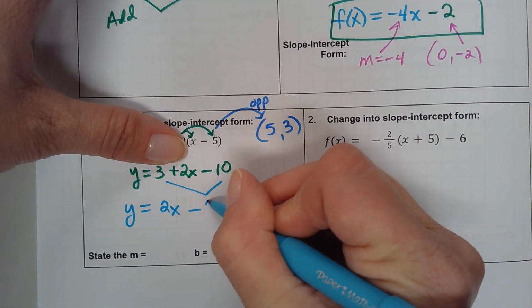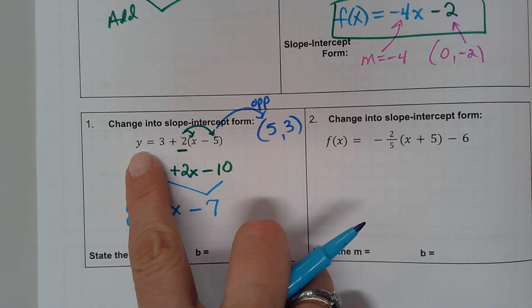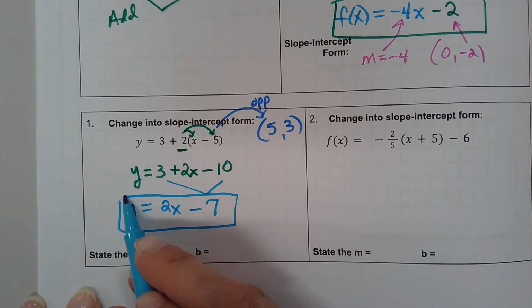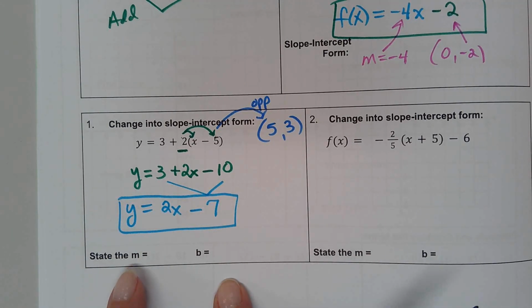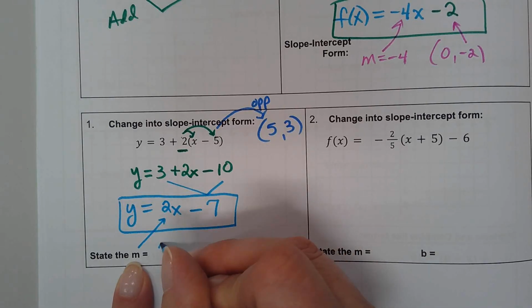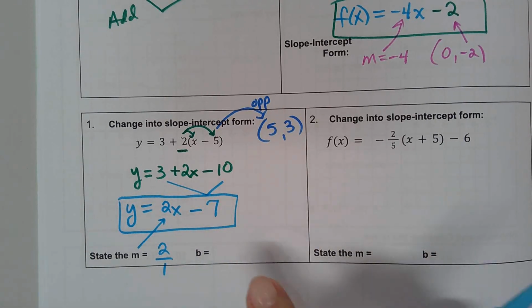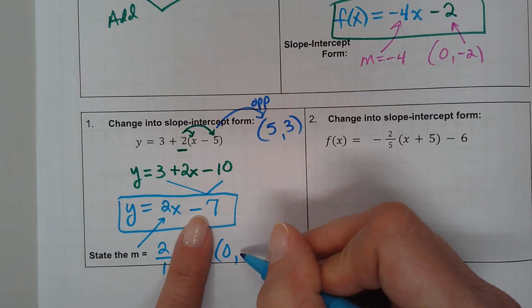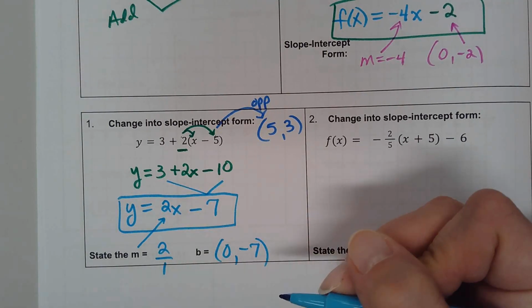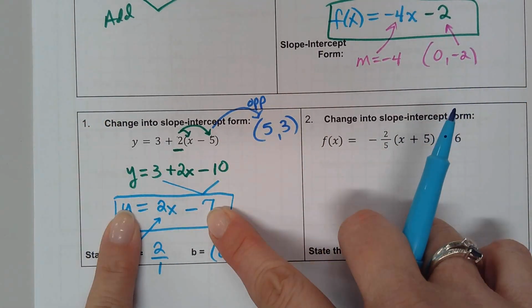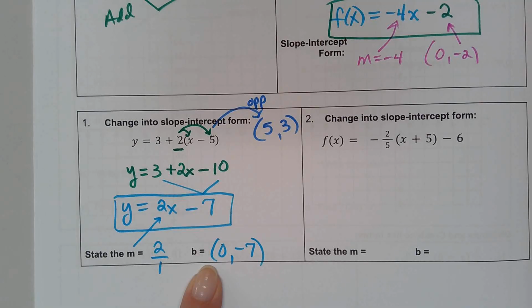So let's say -7. So the long form has now been turned into the short form, which is called slope-intercept. The slope is in front of the x, and the y-intercept is always the point with 0, -7. So the point changed from two numbers into the y-intercept number.